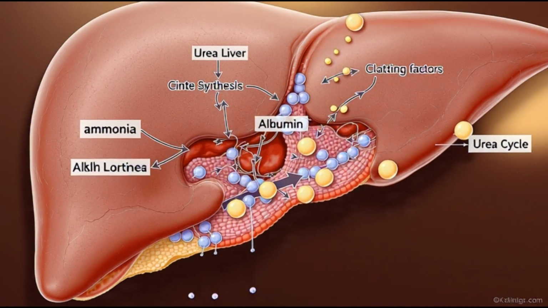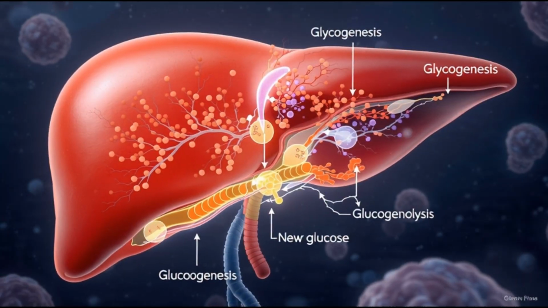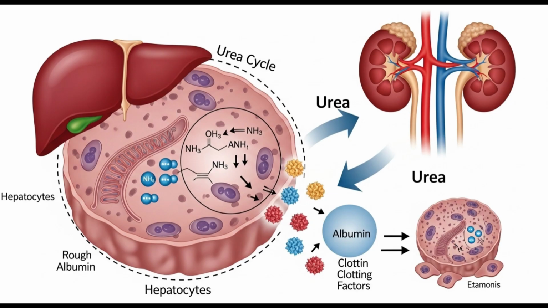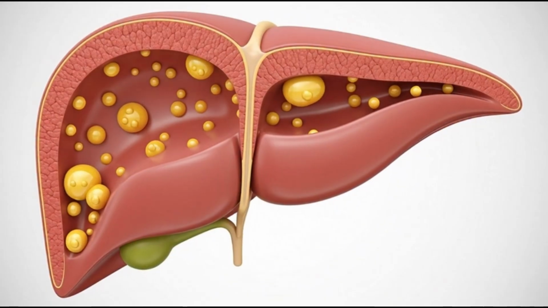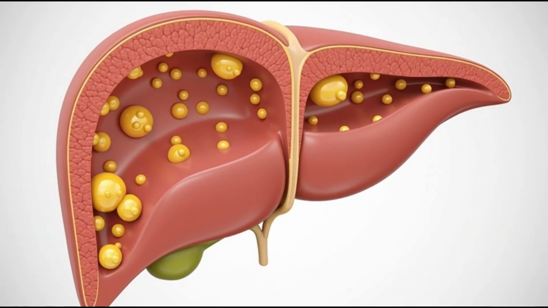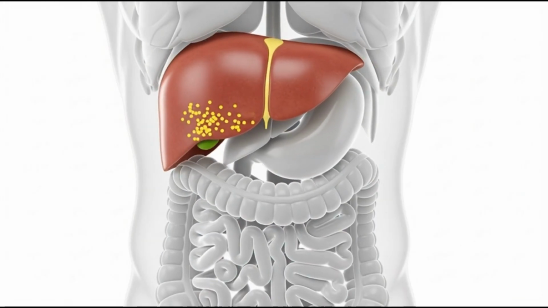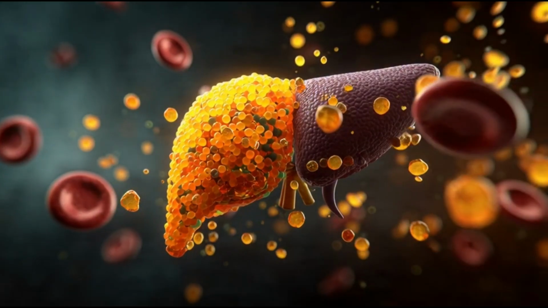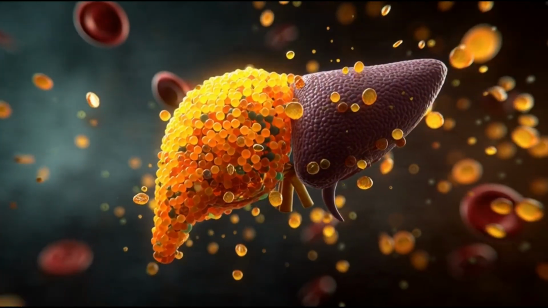It also converts toxic ammonia produced during protein breakdown into urea, which is safely excreted by the kidneys. In fat metabolism, the liver synthesizes cholesterol and lipoproteins, converts excess carbohydrates into fatty acids, and produces bile salts required for fat digestion.